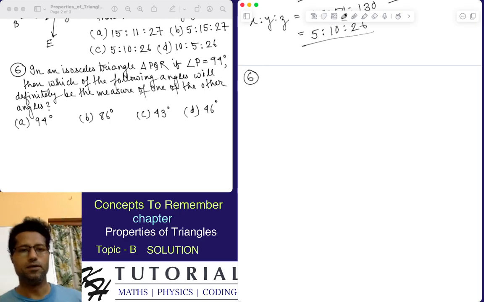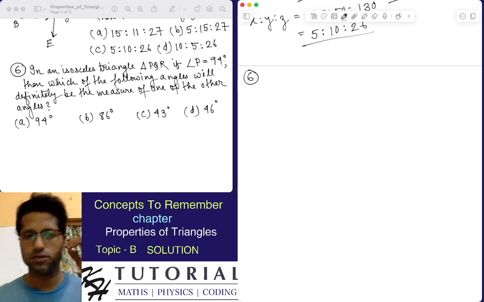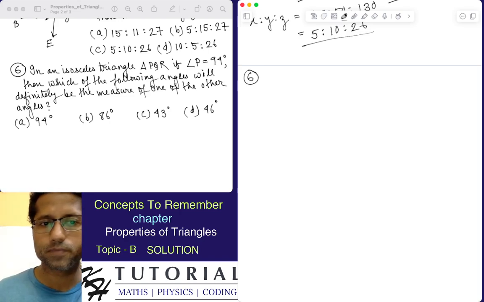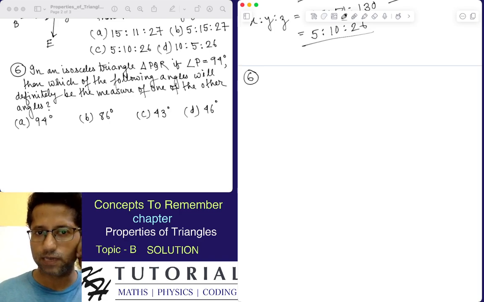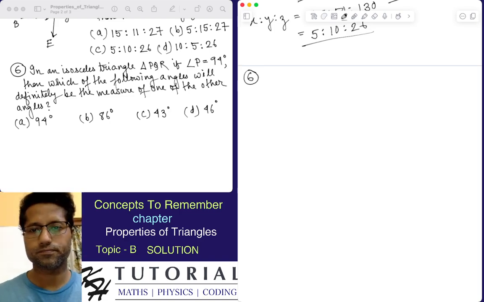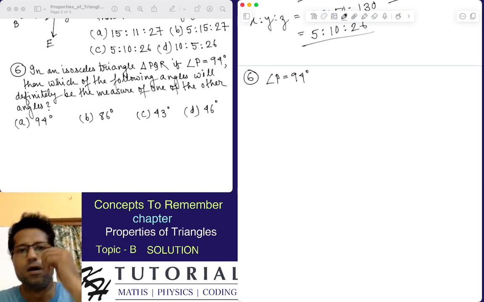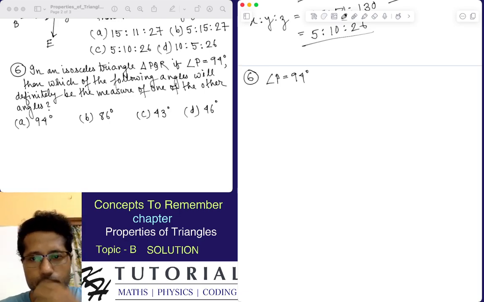It is saying that triangle PQR is an isosceles triangle, meaning its two sides will be equal and two angles will be equal. It is also saying that angle P is 94 degree. Now angle P is equal to 94 degree. Now what can the angles Q and R be?